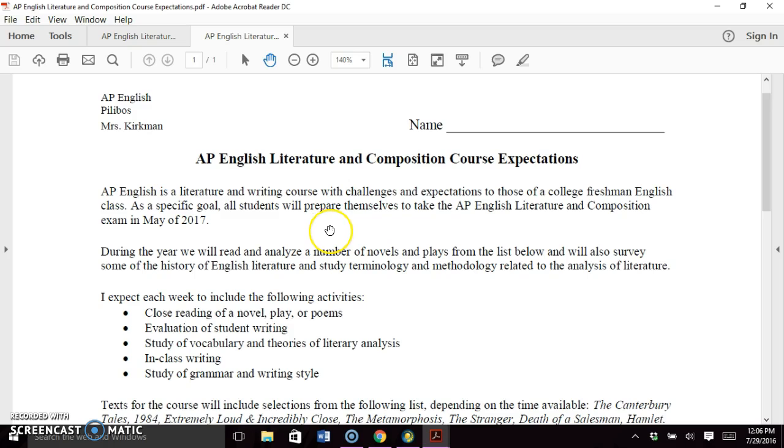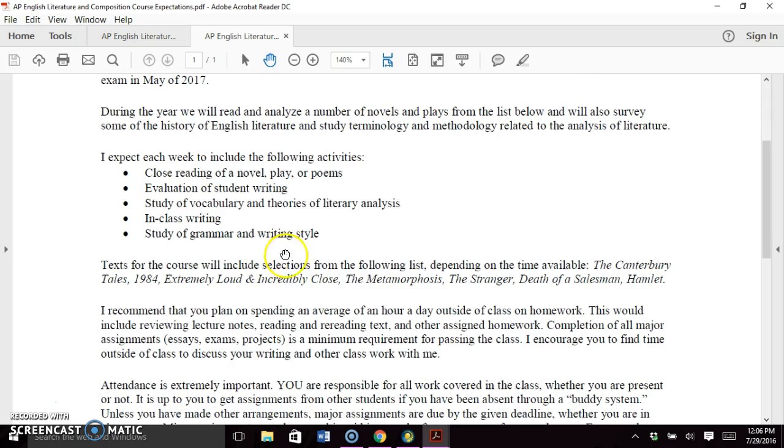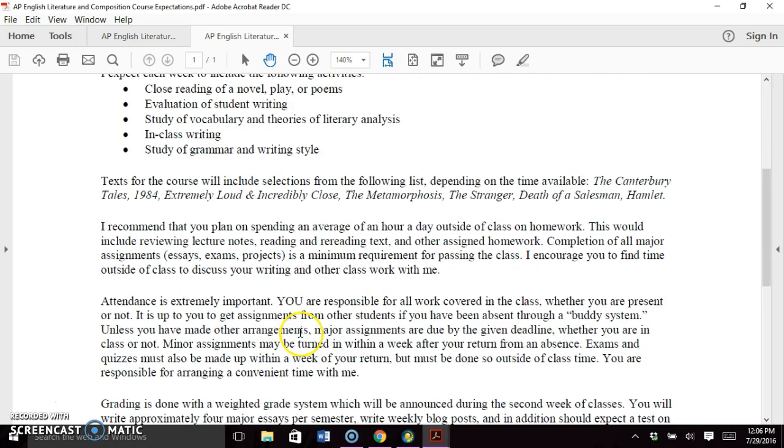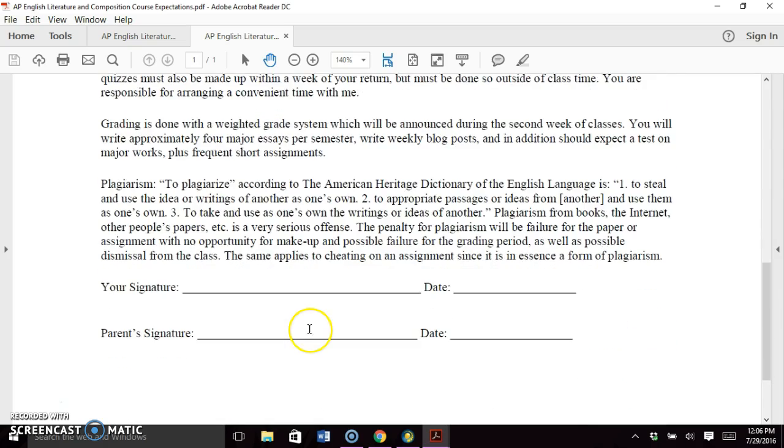It is basically a summary of the syllabus. It goes over the AP test, the expectations, ideas of activities we're going to follow, books we're going to read, how to do the grades, the homework, the attendance, the plagiarism, all of that fun stuff. So print it out and have a parent sign it.